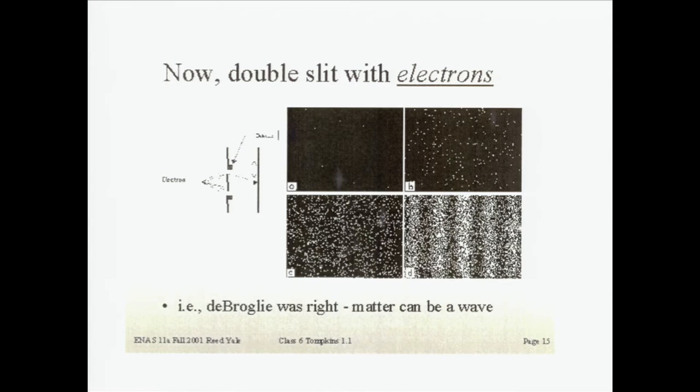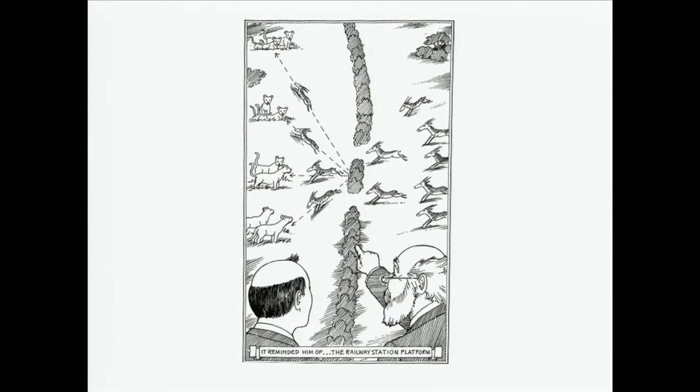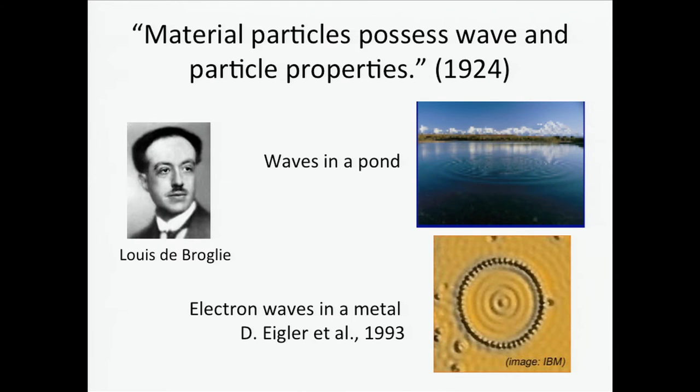So this came from ideas of de Broglie. Going back to Mr. Tompkins, it reminded him of the railway station platform. Here we have the interference with our gazelles, and some very quantum mechanically astute lions who know exactly where to stand because they know where the constructive interference is of the gazelles. De Broglie, who received the Nobel Prize for this, talked about the correspondence that material particles possess wave and particle properties, the correspondence of waves in a pond to electron waves in a metal.